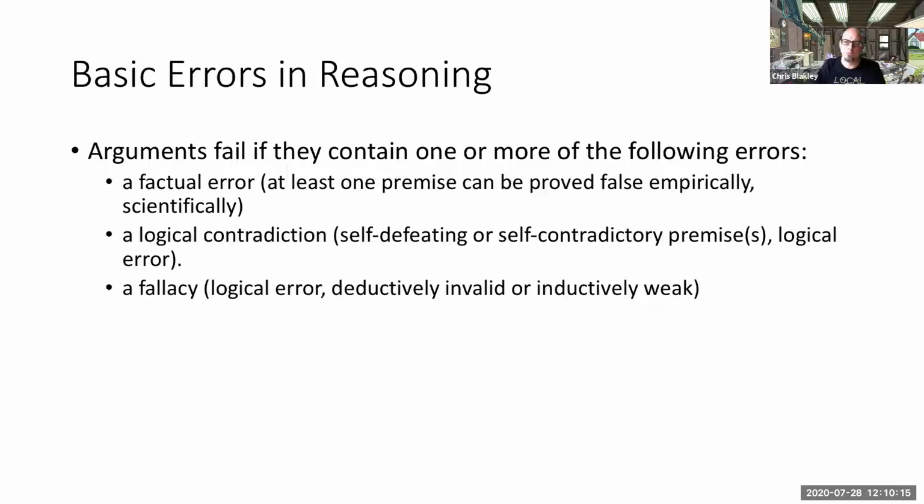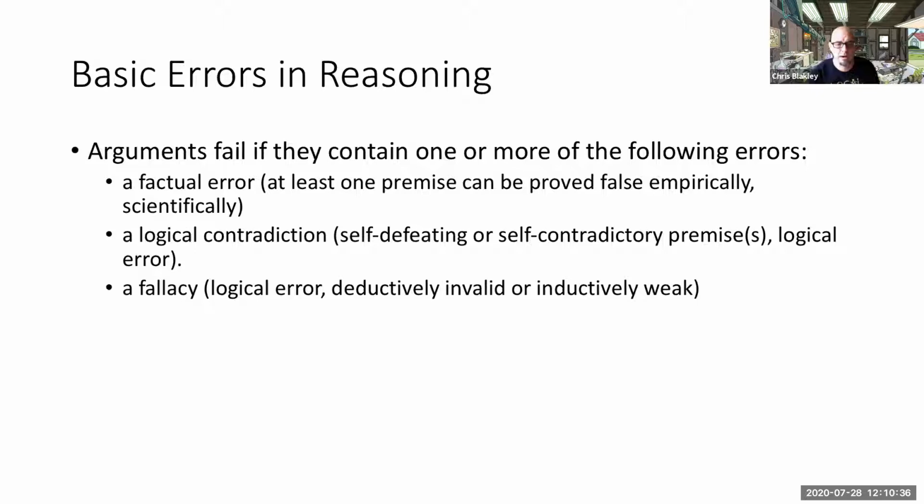But that's an argument in which the second premise, the moon is made of blue cheese, is false. And we know that because we've sent people to the moon. It's made of rock, not blue cheese. A factual error is something that we know on the basis of observation of the world, or as a result of the scientific method that's been confirmed.